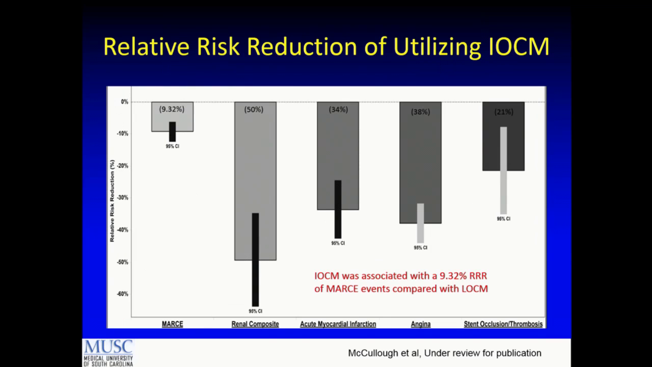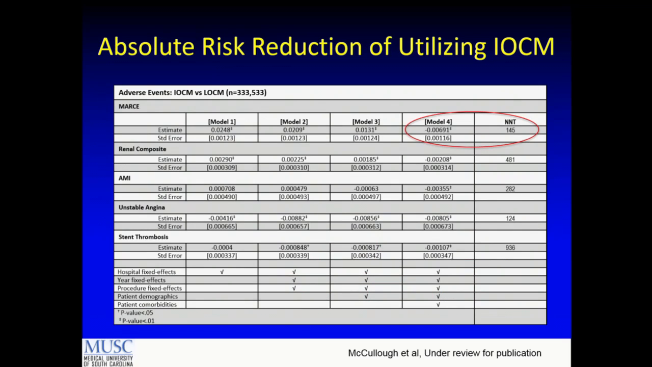So, relative risk reduction. Iso-osmolar contrast media was associated with a 9.32% relative risk reduction for MARCE events compared to LOCM. This translates into an absolute risk reduction of 0.69%, which is a number needed to treat of 145.